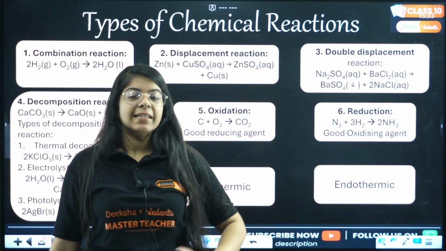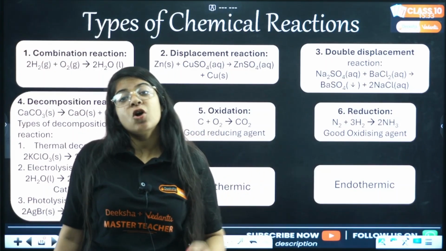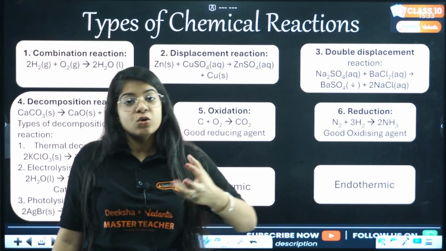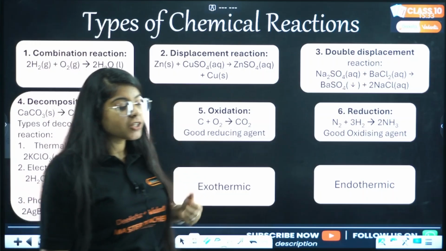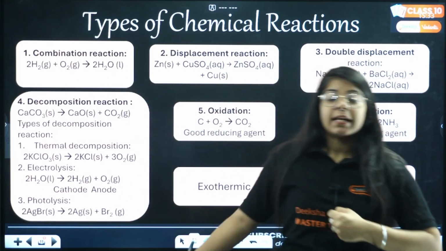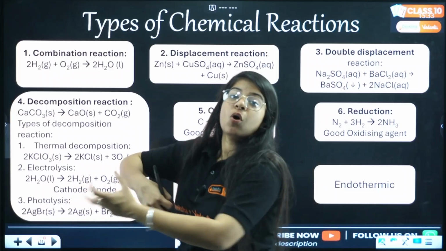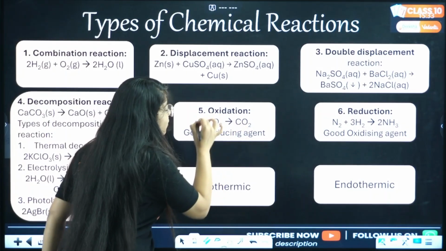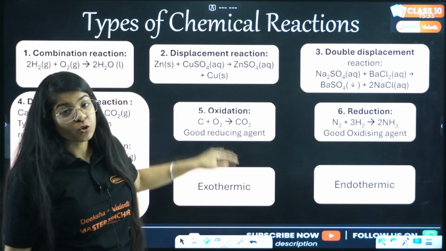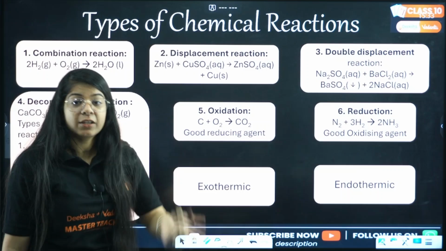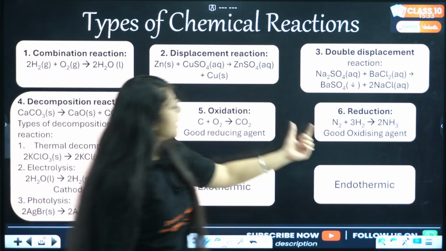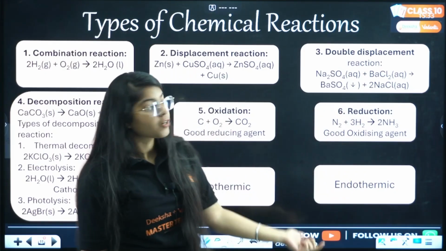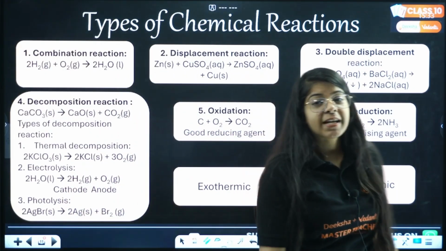In oxidation, there are two things: either oxygen is gained or electrons are released. And in reduction, electrons are gained and hydrogen is gained. Okay, you understand? In oxidation, electrons are released, oxygen is gained. In reduction, hydrogen is gained, electrons are gained, right? So this is oxidation. When carbon combines with O2, it becomes CO2, and carbon is a good reducing agent because it reduced O2. Then N2 plus 3H2: it combined with hydrogen, that is called a reduction, and that means it's a good oxidizing agent.